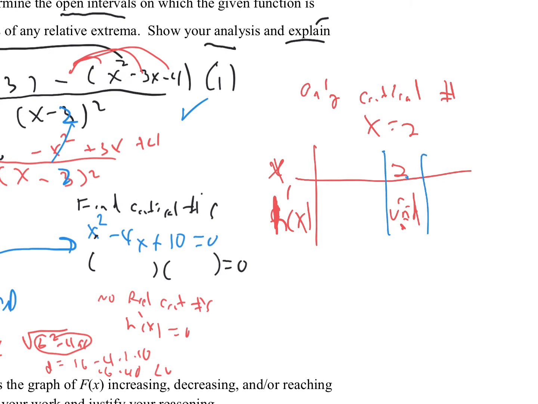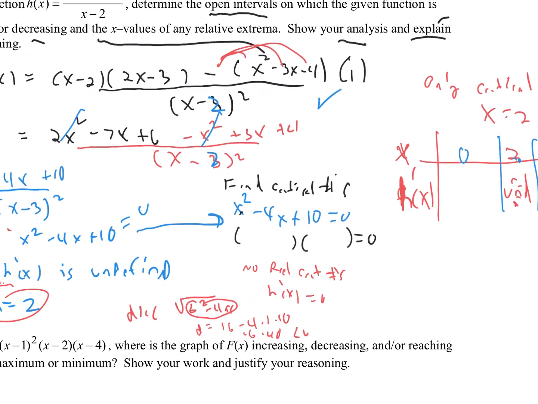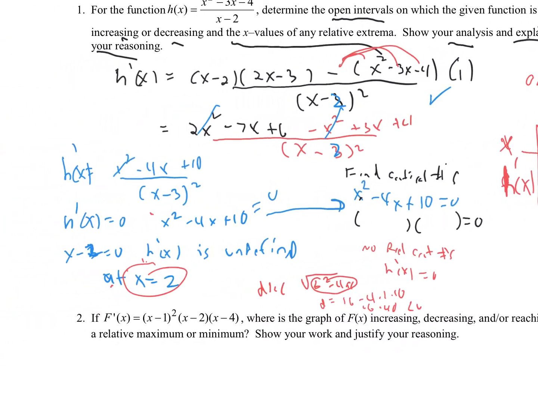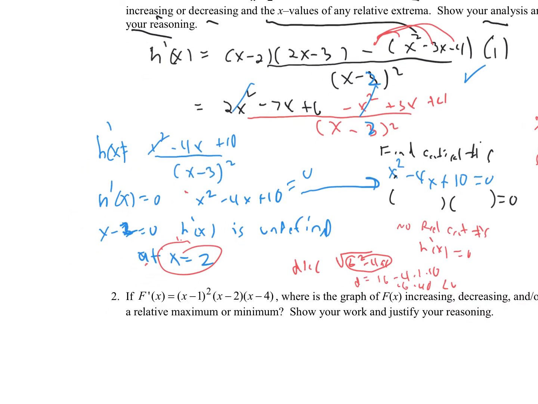So I'm going to take any number I want that's less than 2, and probably an easy one would be 0. And then any number greater than 2, I can take a 5. It doesn't really matter because whatever I choose, the answer will be the same. So I go back to my derivative, and it's a good idea to use the more simplified part.